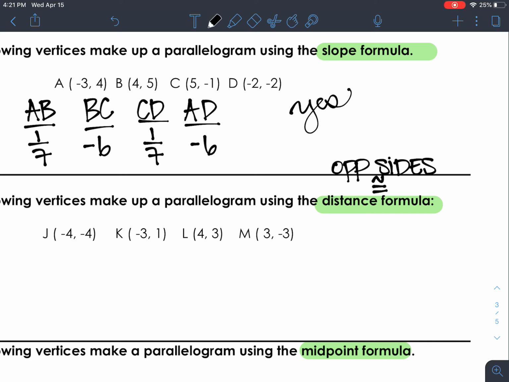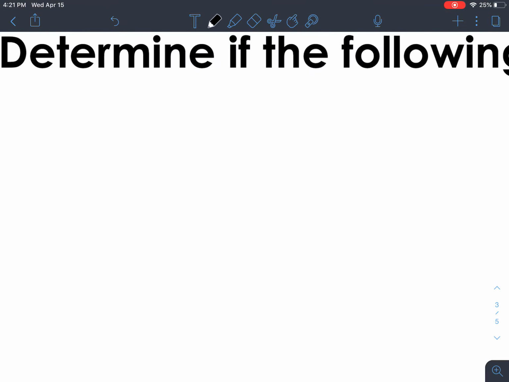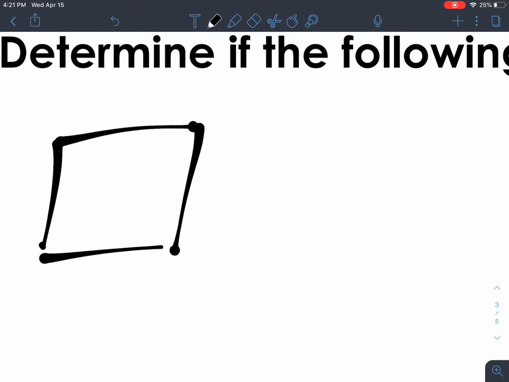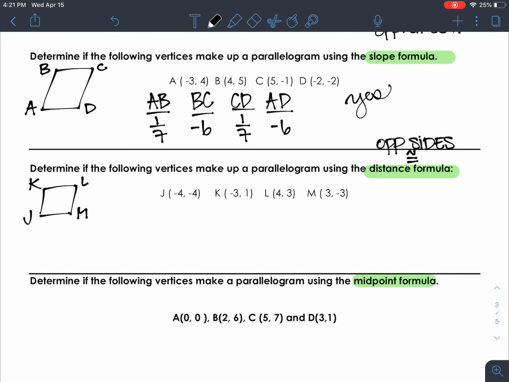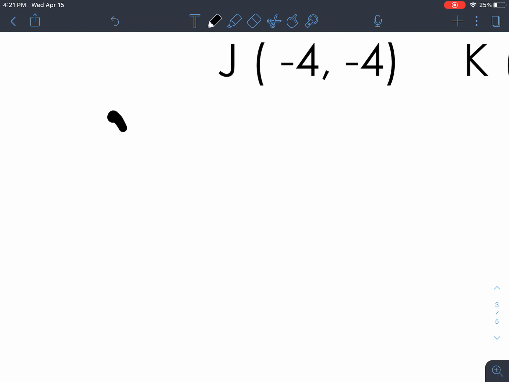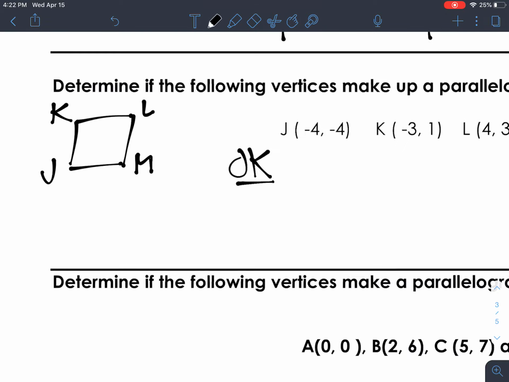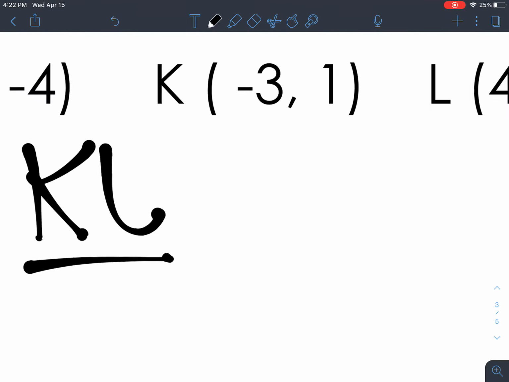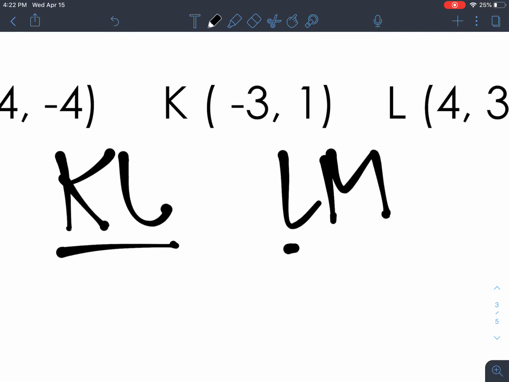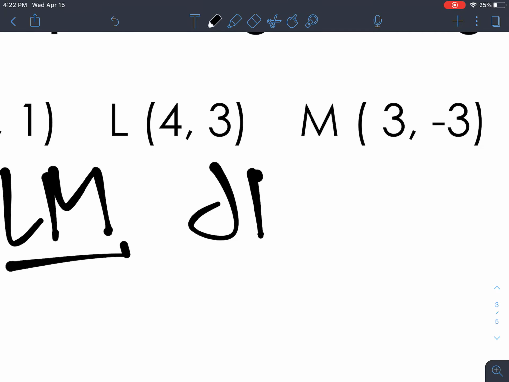This is always the one that's never chosen. People don't typically do the distance formula 4 different times. But once again, if I sketch this out, J, K, L, M, I'm going to need to find this distance of JK, of KL, of LM, and then of JM.